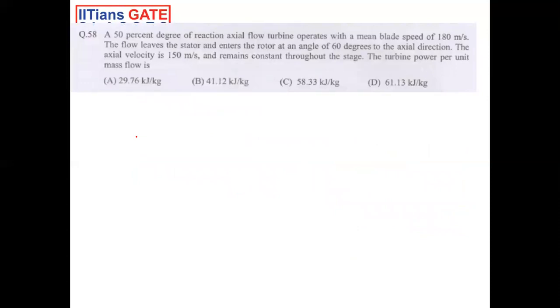A 50% degree of reaction axial flow turbine operates with a mean blade speed of 180 meters per second. The flow leaves the stator and enters the rotor at an angle of 60 degrees to the axial direction. The axial velocity is 150 meters per second and remains constant throughout the stage. The turbine power per unit mass flow is?